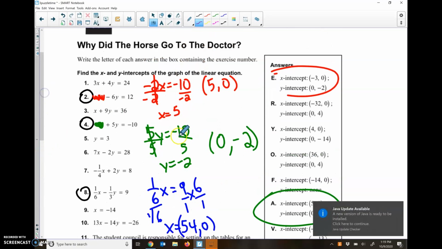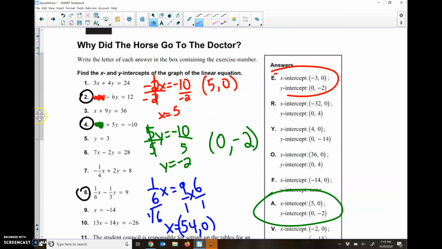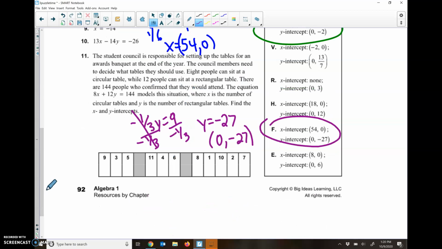So the joke was, why did the horse go to the doctor? And the answer for that one is for hay fever.